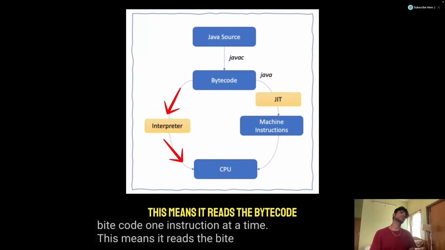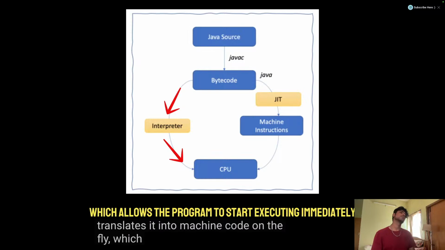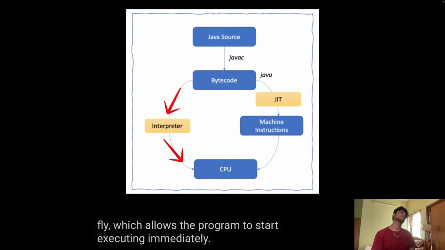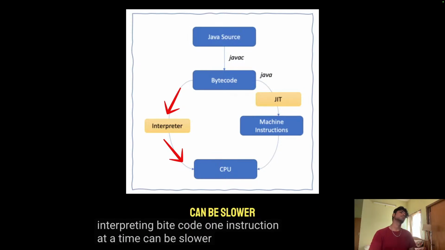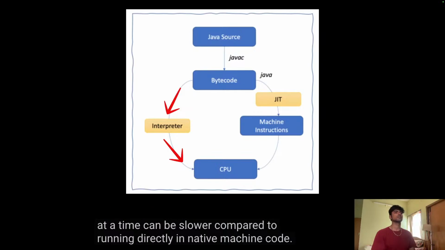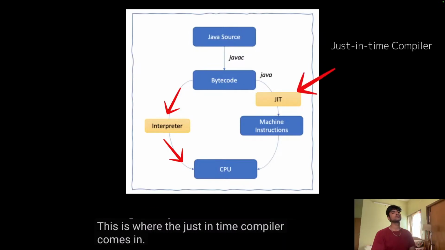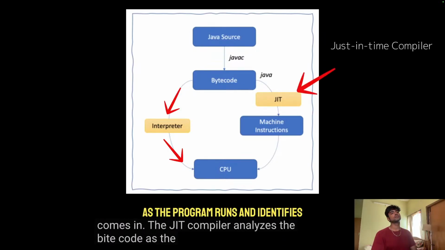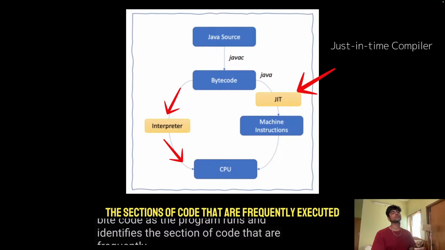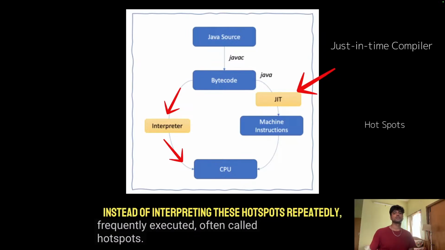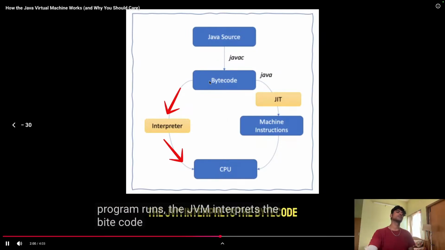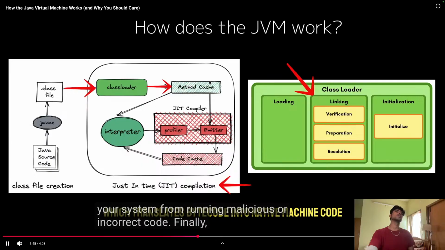This means it reads the bytecode and translates it into machine code on the fly, which allows the program to start executing immediately. However, interpreting bytecode one instruction at a time can be slower compared to running directly in native machine code. This is where the just-in-time compiler comes in. The JIT compiler analyzes the bytecode as the program runs and identifies the sections of code that are frequently executed, often called hotspots.